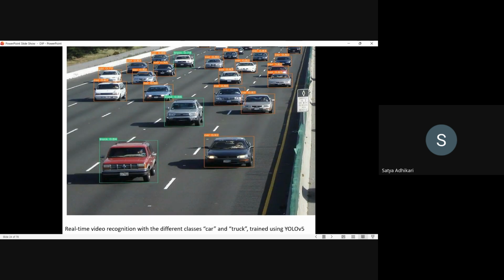You see here, these are all vehicles. So, this is real-time video recognition. A car is there. One truck, you see. So, using a video recognizer, you can detect the objects.